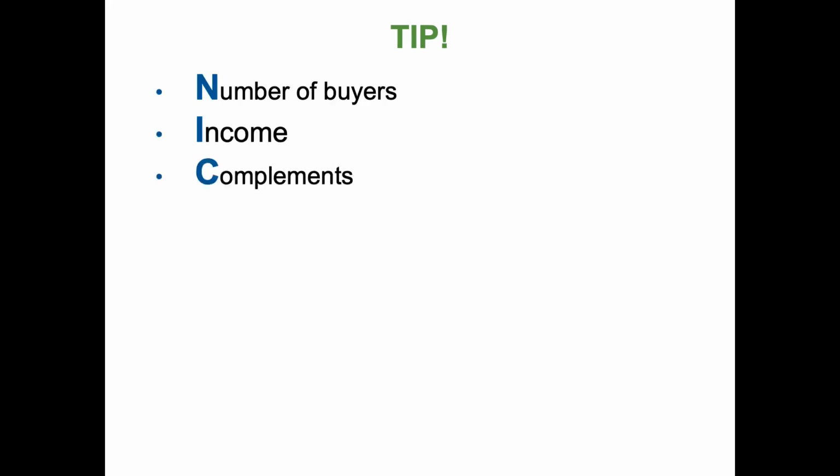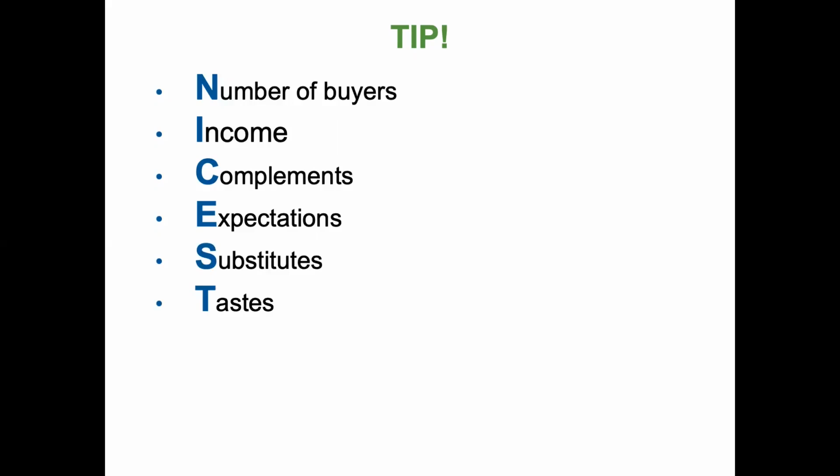Now, I have a nice trick to memorize all these demand curve shifters. First, let's list them. Number of buyers, income, complementary goods, expectations about the future, substitutes, and taste. What is the word that you see? You see the word NICEST. Now that's a nice trick to remember these factors.